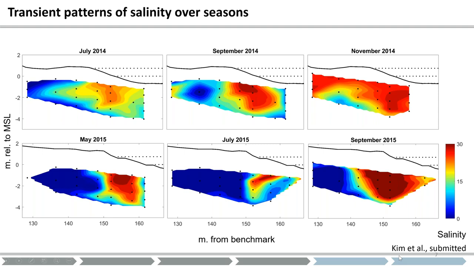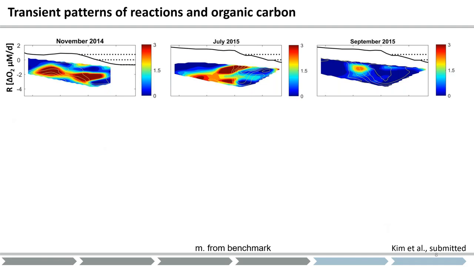So here I'm showing you aerobic respiration. Again, the same kind of pattern should adhere where it's high along the landward edge of groundwater flow. And so you're seeing here November 2014, the salinity contours are a little bit faint, but you can see that the aerobic respiration is high along that landward edge here. Same thing with July and again here in September. And hopefully you can see that although the magnitude is changing, the pattern of respiration is always high along that groundwater mixing pattern. And so it indicates that these patterns of mixing and reactions are also very dynamic in time and space.